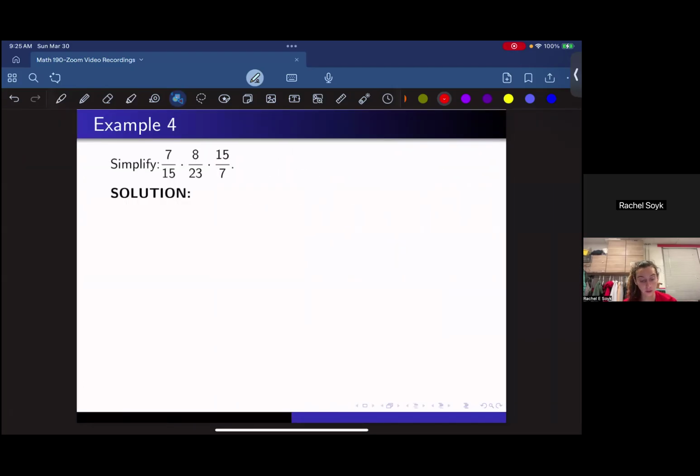What about example 4 here? Again, let's look for patterns. I have a positive 7 up here, a positive 7 down here. 7 divided by 7 is just 1. And then, oh, would you look at that? I have a positive 15 in the denominator, and the numerator, 15 divided by 15, is just 1. So what's our final result? 8 divided by 23, and we're done. Again, it makes our life much, much easier. Building up your number sense will save you a lot of stress, a lot of time, and put your mind at ease for the most part.